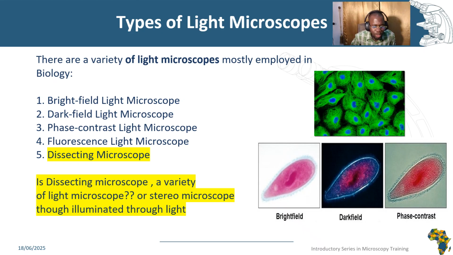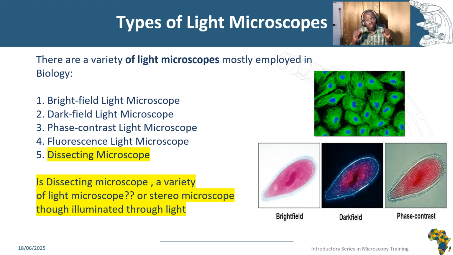This dissecting microscope is used to view a very large specimen. In fact, the whole organism can be observed under this type of microscope. It gives the observer the ability to manipulate the specimens, thereby dissecting the specimens while looking through the microscope.